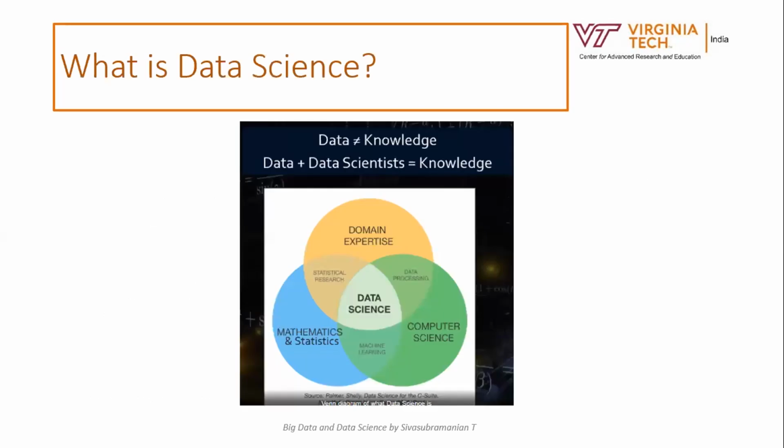So what is data? Data is not equal to knowledge today. We say data plus data scientists equals knowledge. This is one way of explaining why data and data scientists are important. Okay. So how does it coexist? You need domain expertise, you need computer science, and you need mathematics and statistics. All put together, at the center is data science, right?